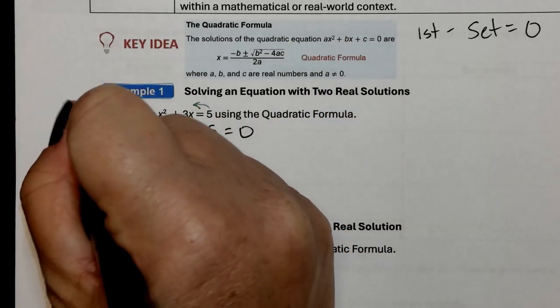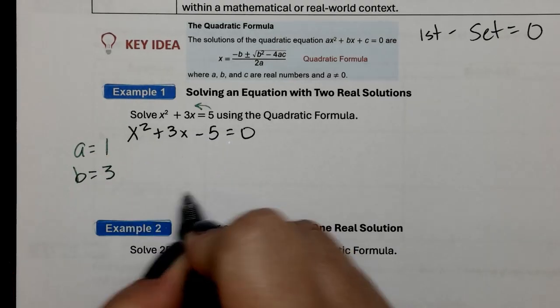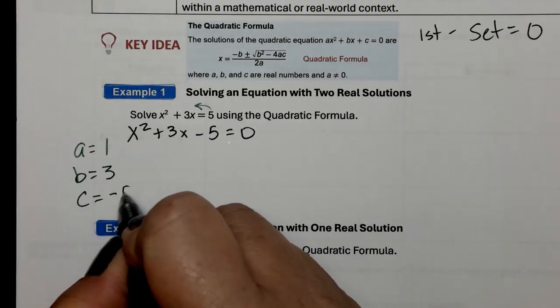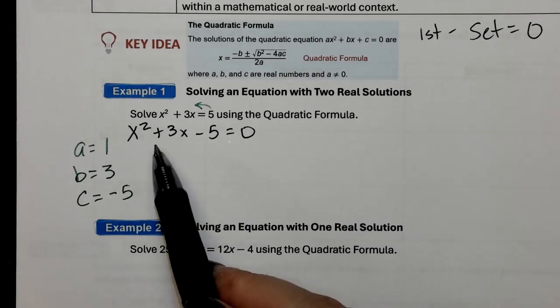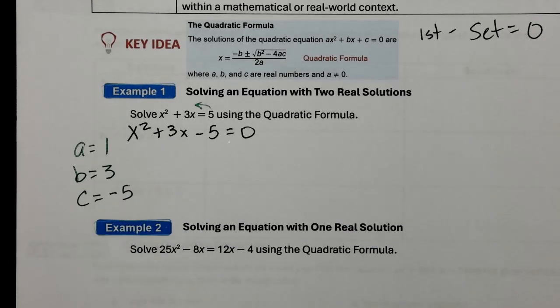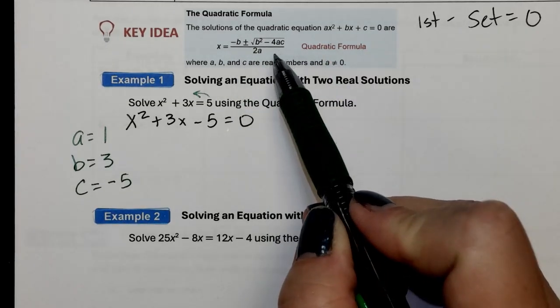So in this case, our a value is 1, our b value is 3, and our c value is negative 5. So notice I took the negative with it. So if your b term or your c term is negative, you need to also use that negative. All right, now I'm just going to put it into this formula.